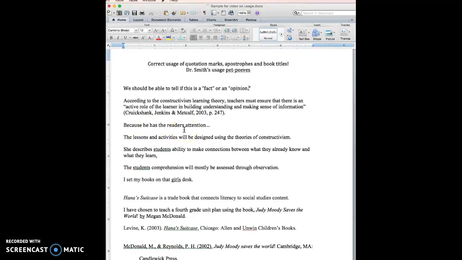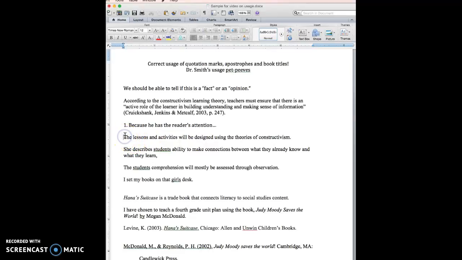Okay, now the next one is apostrophes. So I have several sentences here. I'll just number them as we go. So sentence number 1, "because he has the reader's attention." Now this sentence does need an apostrophe because something belongs to the reader or the readers. Let's say it is just one reader, and so we're going to put the apostrophe there. If the sentence was referring to multiple readers, then the apostrophe would go after the S.